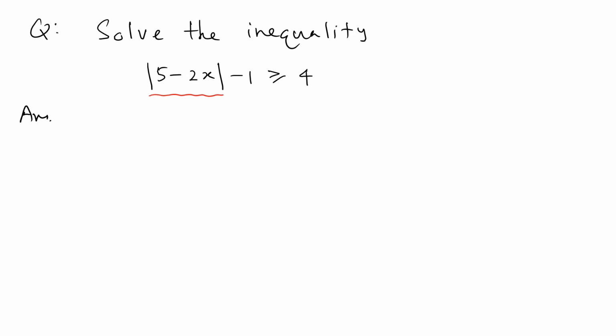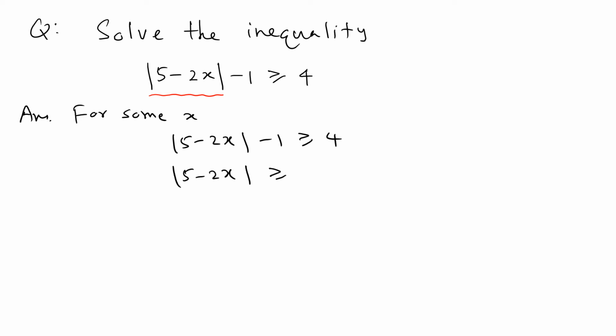So that means, for some x, we have the absolute value of 5 minus 3x minus 1 greater than or equal to 4. So what we're going to do is isolate it. We can add 1 to both sides, and then we can write this as the absolute value of 5 minus 2x greater than or equal to 5. Now you can see that this is the third case that we discussed earlier.